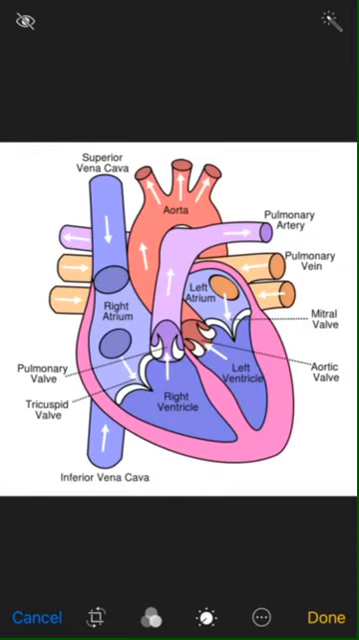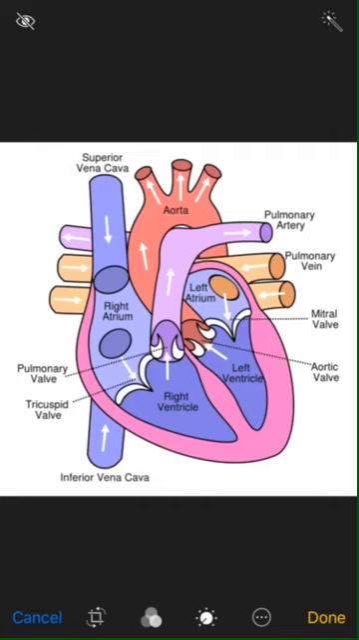Hello everyone. Today we are going to continue talking about the circulatory system, and now we are going to talk about the structure of the heart. As you know, the heart of a mammal is a double circulatory system, so it is made up of 4 chambers. These are the 4 chambers or the 4 rooms: left atrium, right atrium, left ventricle, and right ventricle.